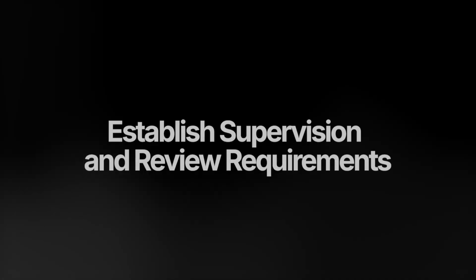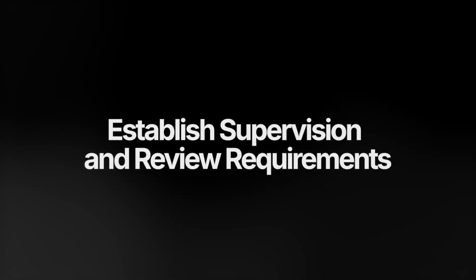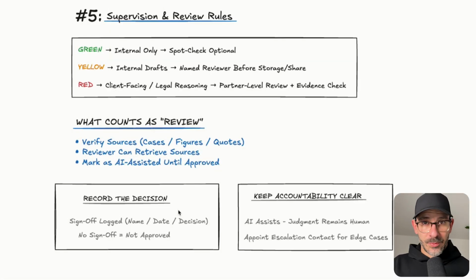Building block number 5. Establish supervision and review requirement. No AI output should leave the firm or reach a client without a human review. Full stop. Set the reviewers by the risk tier. Green is no external use. Optional spot check. Yellow, internal drafts and summaries. Named reviewer required before storage or share. And then red, such as legal reasoning or anything client-facing, partner level review with evidence checks.